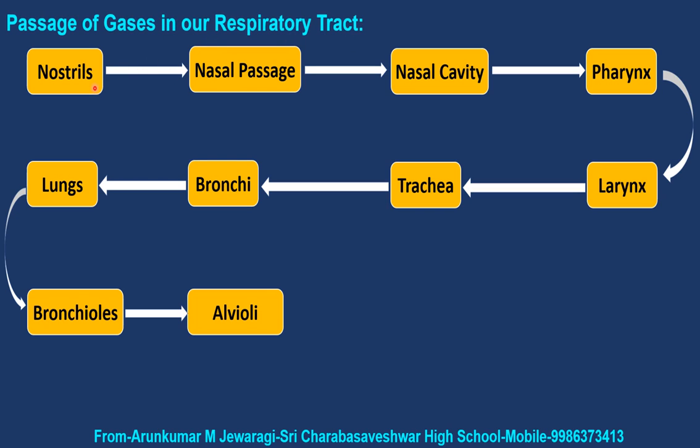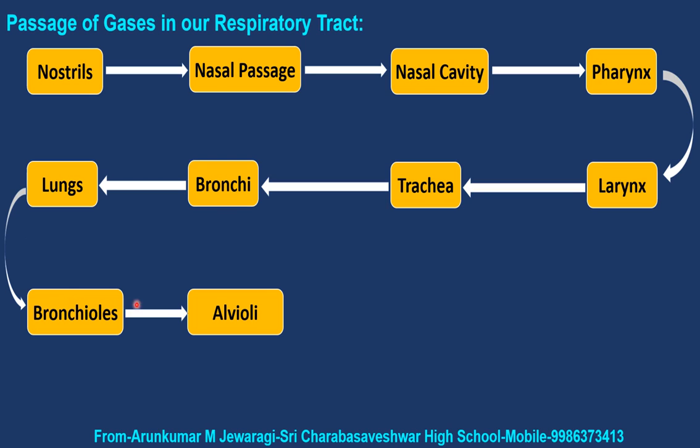The first part is the nostrils. The nostrils will absorb oxygen from the atmosphere. When the nostrils absorb oxygen from the atmosphere, it enters into the nasal passage. From the nasal passage, it enters the nasal cavity. From the nasal cavity, the filtered air, moistened air and warm air enters the pharynx. From the pharynx, it enters the larynx. From the larynx, it enters the trachea. From the trachea, it enters the bronchi. From the bronchi, it enters the lungs. From the lungs, it is bifurcated into different branches known as bronchioles.